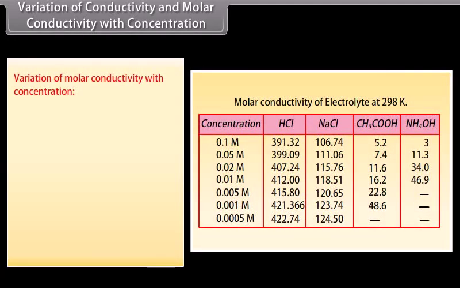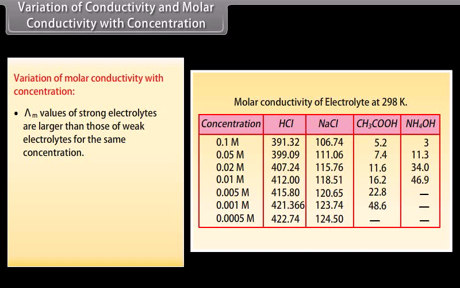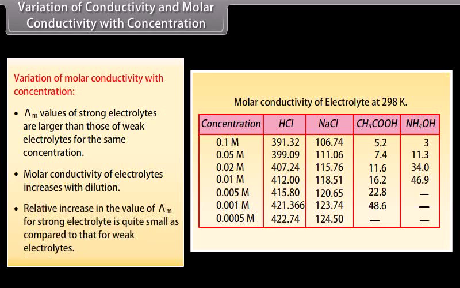Variation of molar conductivity with concentration. Lambda m values of strong electrolytes are larger than those of weak electrolytes for the same concentration. Molar conductivity of electrolytes increases with dilution. Relative increase in the value of lambda m for strong electrolytes is quite small as compared to that for weak electrolytes.